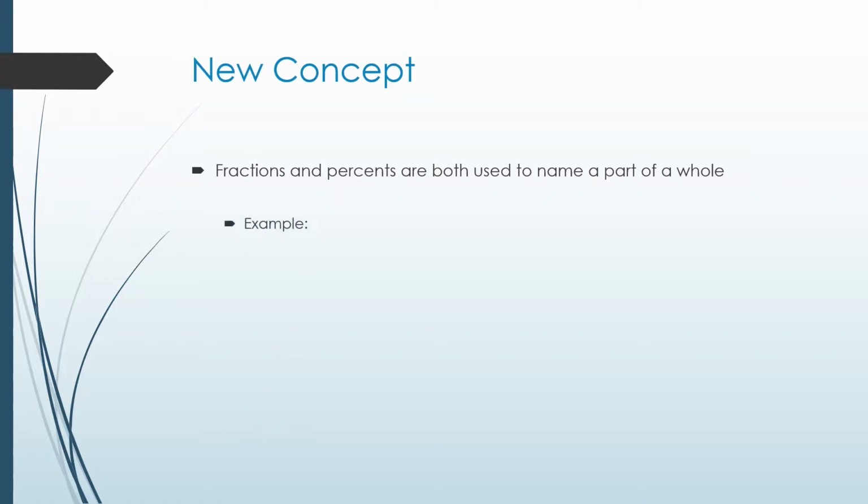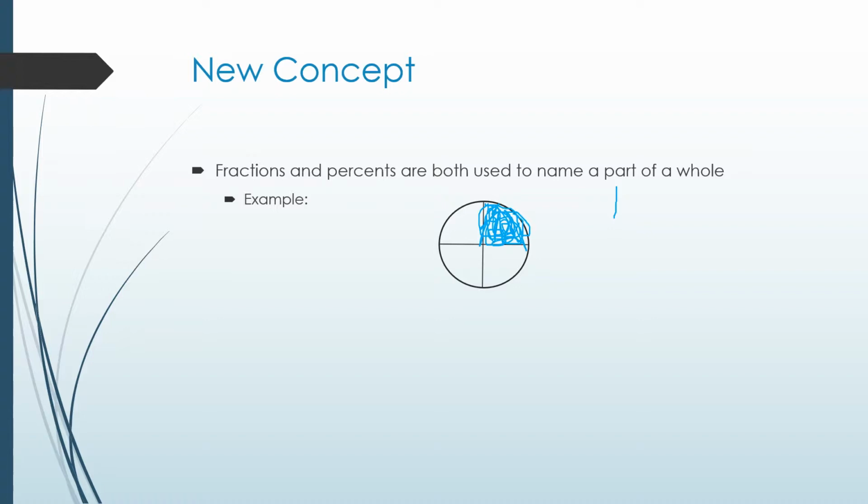Let's take a look at our new concept for today. Fractions and percents, we use both of them to name part of a whole. So for example, say we've got this whole circle. This would be one circle. But we want to split it into parts. So we're going to split it into 4 equal parts. And say I shaded one of those parts. And I asked you, what fraction of this circle is shaded?